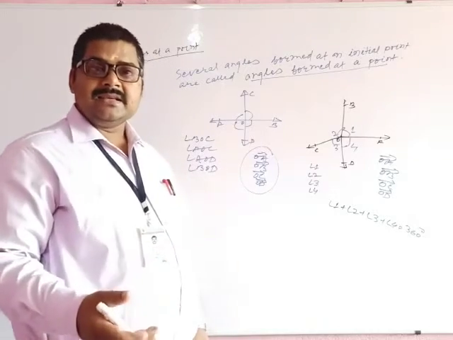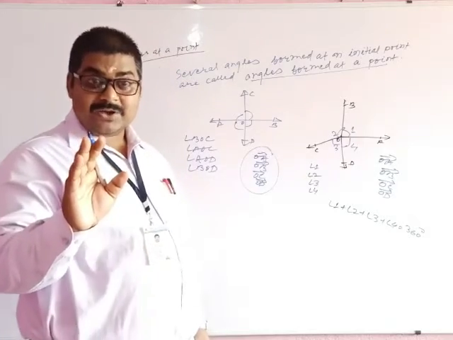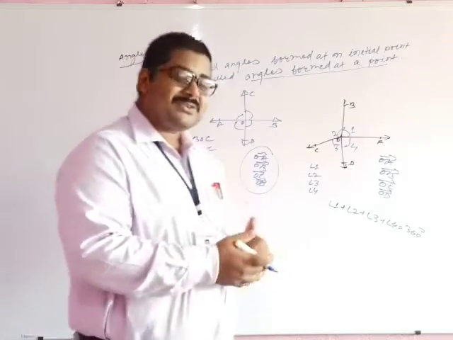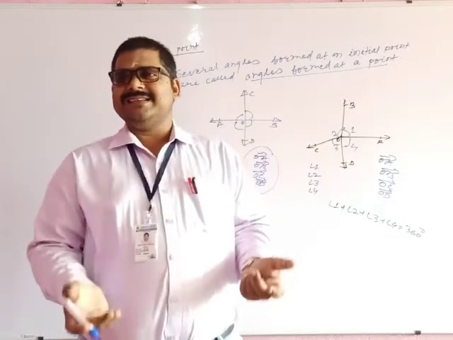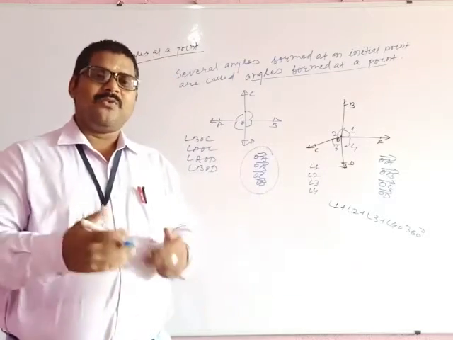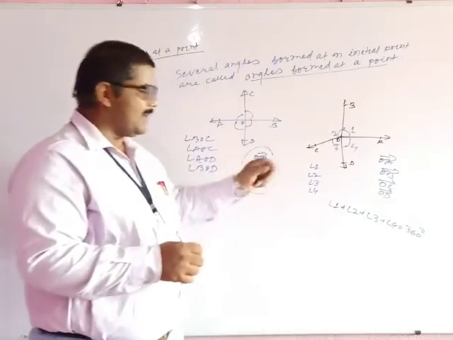Sometimes it is better to say 4 right angles, because one right angle is 90 degrees. So it is known as 4 right angles, my dear. Hope you understand.